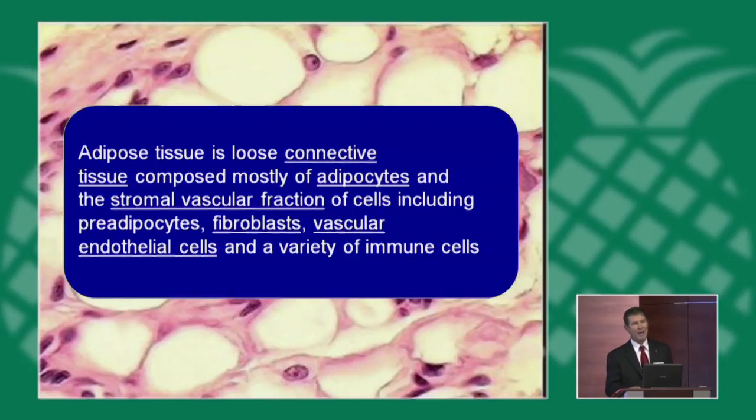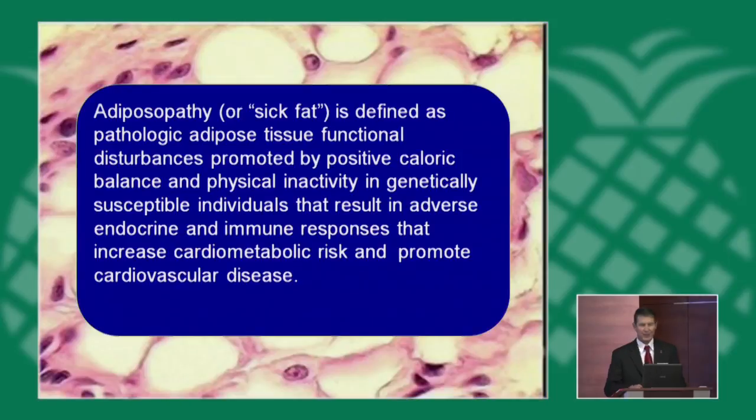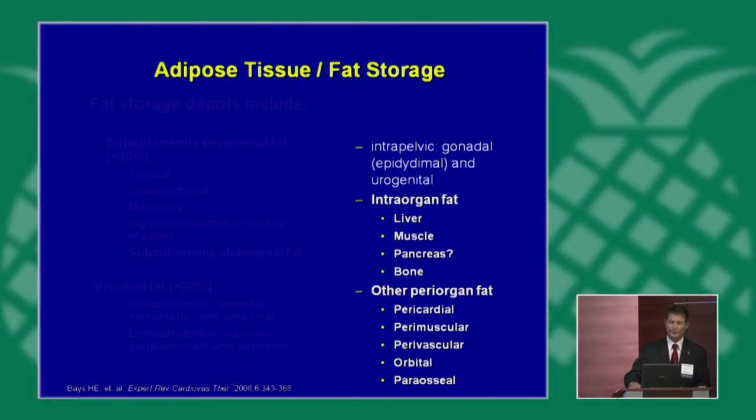And the term adiposity has to do with excessive adipose tissue with the manifestations of overweight and obesity. One of the things I'm going to be focusing on today is the term adiposopathy, or sick fat, which really is defined as dysfunctional fat, which is promoted by positive caloric balance, physical inactivity, especially in genetically susceptible individuals, and I'm going to discuss that today. But it results in an adverse endocrine immune response that increases not only cardiometabolic risk, but promotes cardiovascular disease.